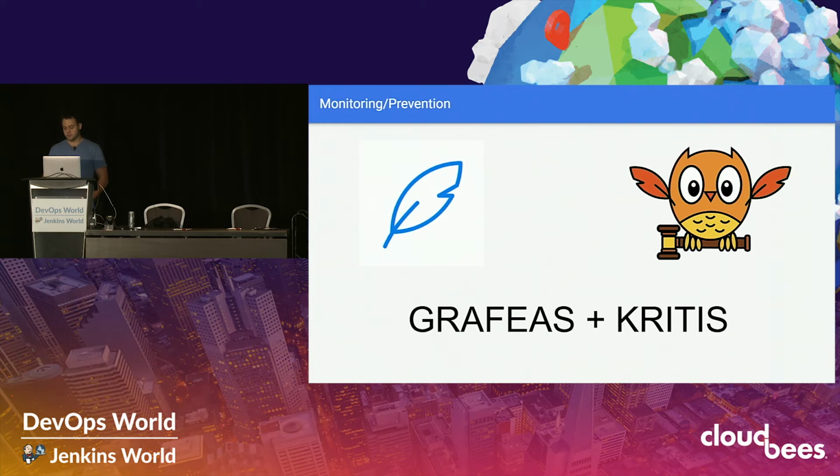Grafeas just stores this information though. It doesn't do anything with it. It's up to other systems to enforce policies based on that, which is where the Kritis project comes in. Kritis extends Kubernetes with a set of policies based on the information inside of Grafeas. So you can write policies that say things like, don't allow images inside of my cluster that weren't built in my environment, or only allow images to reach production that have been signed off by my QA team. That kind of structured policy information.